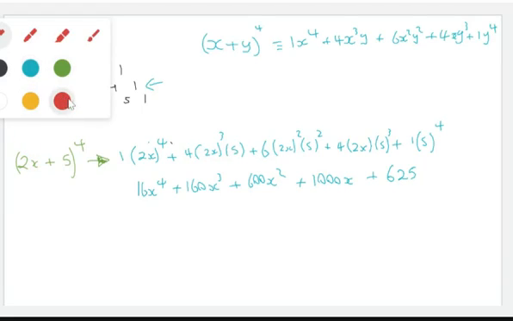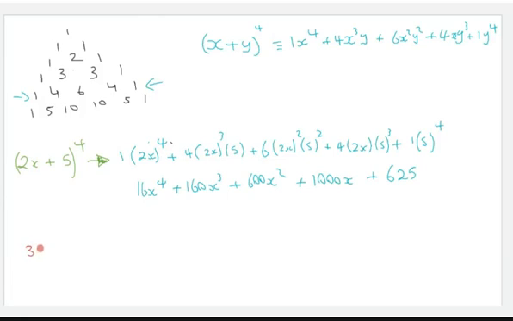Okay, so the next kind of thing would be expanding something like this. So (3x minus 2), and I'll still keep it to the power 4. This catches people out when they're first learning it. What I'd recommend is simply rewrite it as 3x plus, in brackets, minus 2, and then from there you can do what you normally do.